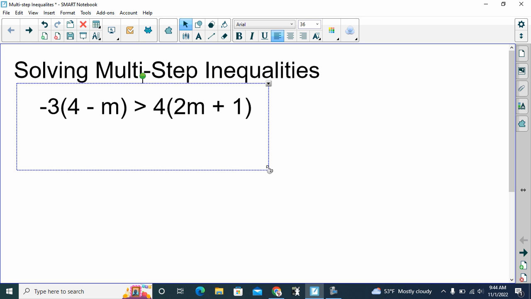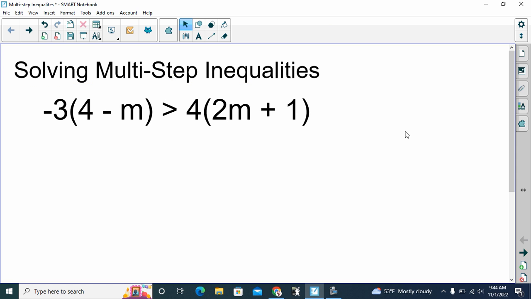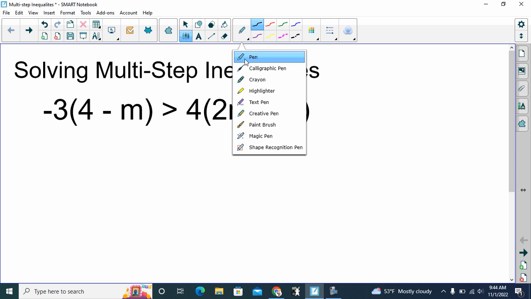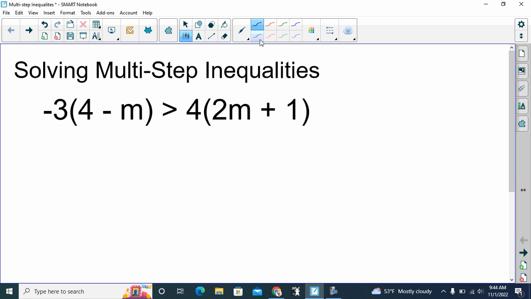Example 1, we were asked to solve. I think we've been graphing these enough that we don't need to practice graphing anymore. We are just going to solve -3 times the quantity 4 minus m is greater than 4 times the quantity 2m plus 1.